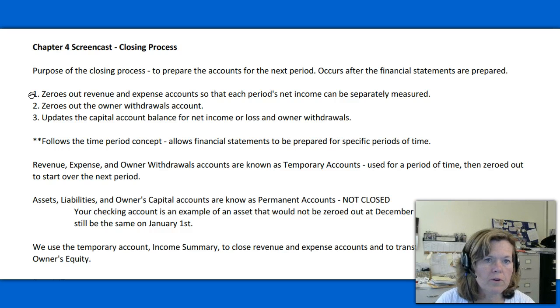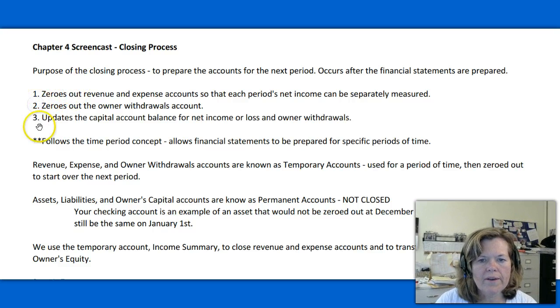Some of the things that the closing process does: it zeroes out revenue and expense accounts so that each period's net income can be separately measured. If someone asks you how much the company made in a year, you would need to have the revenue and expense accounts start on January 1st of that year and end on December 31st so that you can answer that question. Otherwise, you'd have to be splitting up years that are all buried in accounts. So we want to keep those separate and distinct as far as revenue and expense accounts.